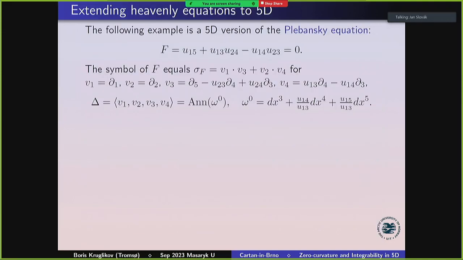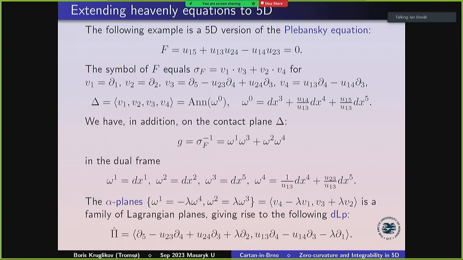Okay, so an example: that's five-dimensional equations. It generalizes the Plebanski equation. If I have time, I'll show the six-dimensional counterpart. So we compute its symbol. It's visibly of rank 4 because it's actually a symmetric product of two vectors, and these are the vectors which generate it. Therefore delta, the thing which contracts with covectors, is generated by V1 to V4. Or equivalently, it's the annihilator of this one-form, which is generically contact.